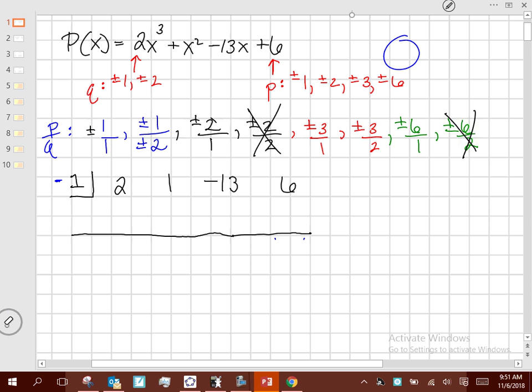And if it doesn't work, you can erase it pretty easily, right? If it does work, then you can kind of embolden it or whatever, and then go from there. But 1 does not work.